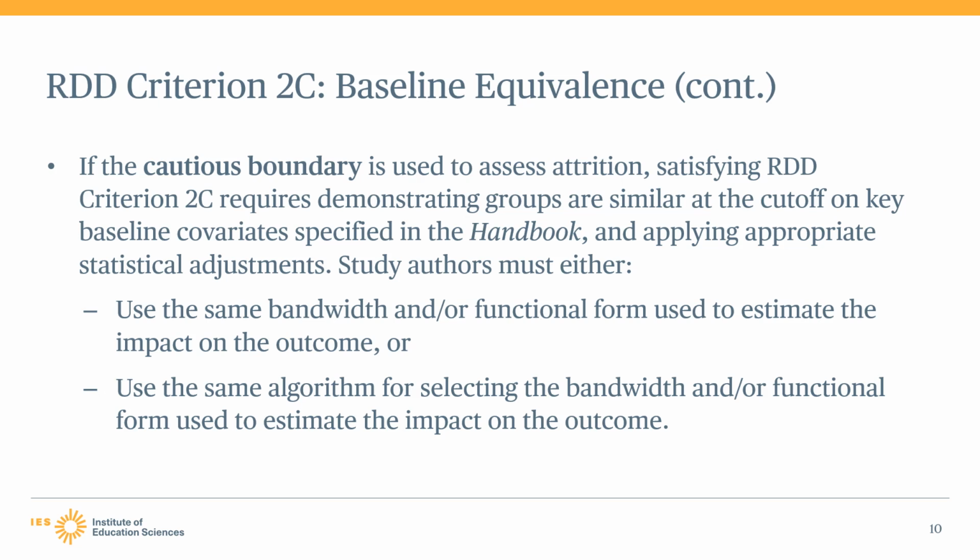For an RDD, estimating baseline group differences involves calculating an impact at the cutoff on the covariate of interest. Study authors must either use the same bandwidth and/or a functional form that was used to estimate the impact on the outcome, or they must use the same algorithm for selecting the bandwidth and/or functional form that was used to estimate the impact on the outcome.